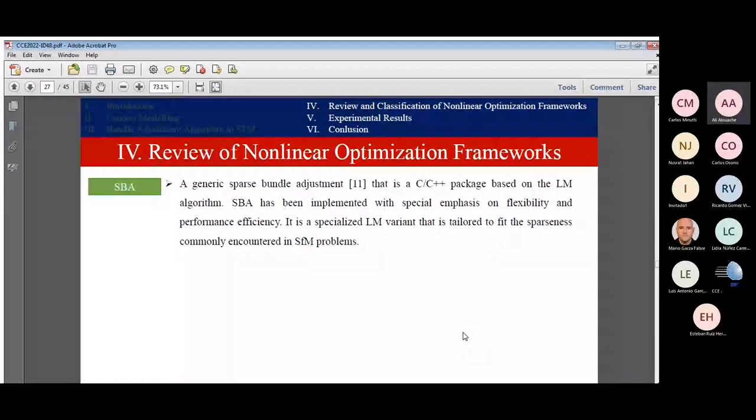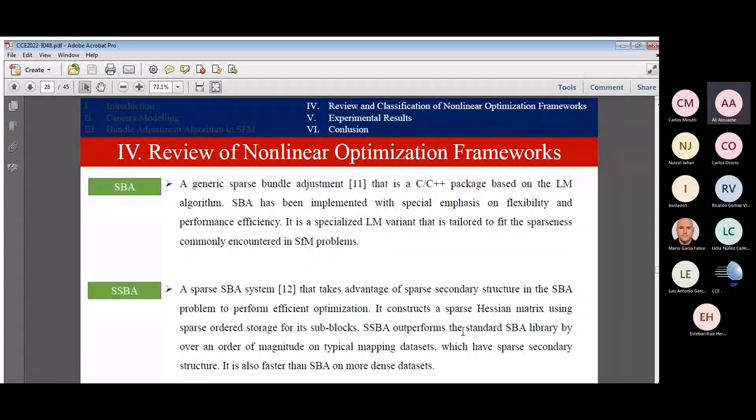Sparse bundle adjustment is a generic sparse bundle adjustment C++ package based on the Levenberg-Marquardt algorithm. It has been implemented with special emphasis on flexibility and performance efficiency. It is a specialized Levenberg-Marquardt variant that is tailored to fit the sparseness commonly encountered in structure from motion problems. It takes advantage of the sparse secondary structure in the bundle adjustment problem to perform efficient optimization. It constructs a sparse Hessian matrix using sparse ordered storage for its sub-blocks.